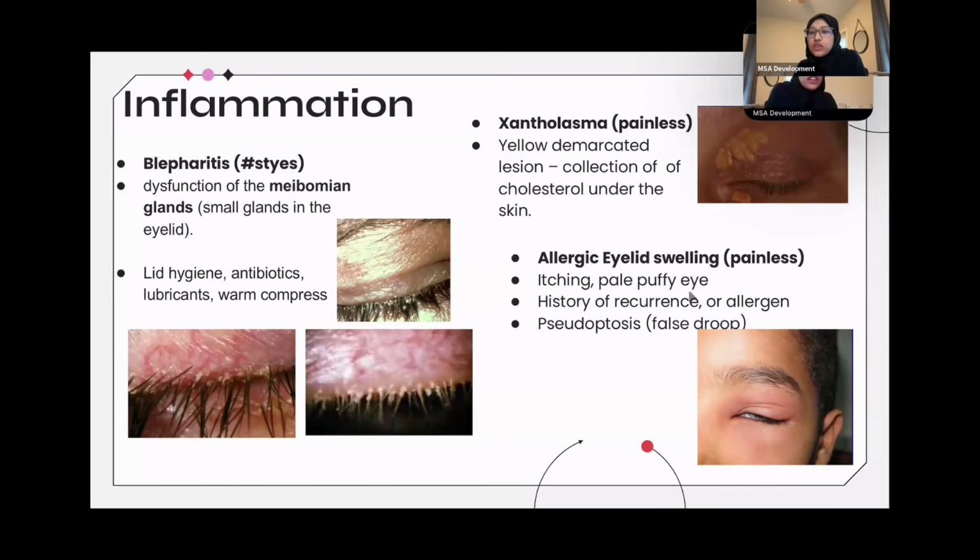So allergic eyelid swelling is painless, and it's just because of exposure to allergens like bees or weather. It can be a lot of things; pollen and dust can cause an allergic reaction, which will cause a pale, puffy eye. Again, with allergy, the main keyword is itchiness. It's painless, but it's itchy. And that can cause a false drooping of the eyelid, which is called pseudoptosis.